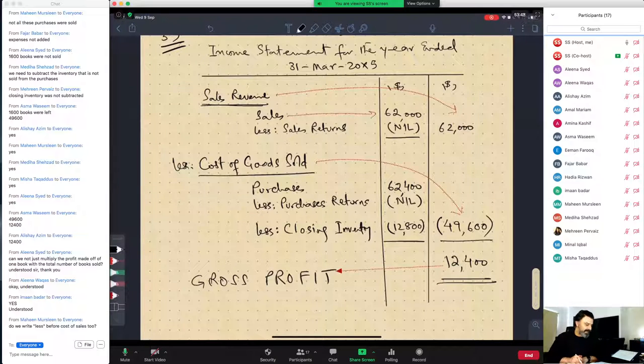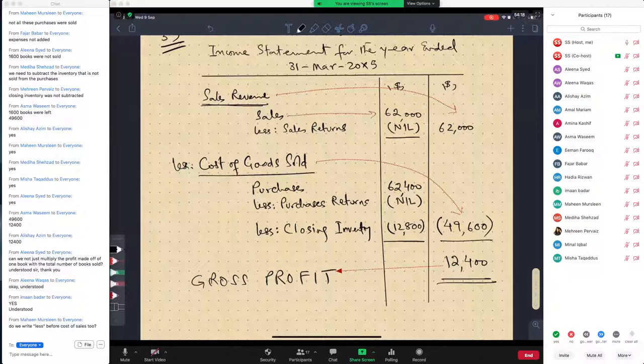And now you see you have sales returns and the purchases returns as well, so you know where to place them. Once you have calculated your gross profit, leave a green check there and give me your profit in the chat box so that we can compare with others too. And you don't have to draw those red arrows that I have drawn.